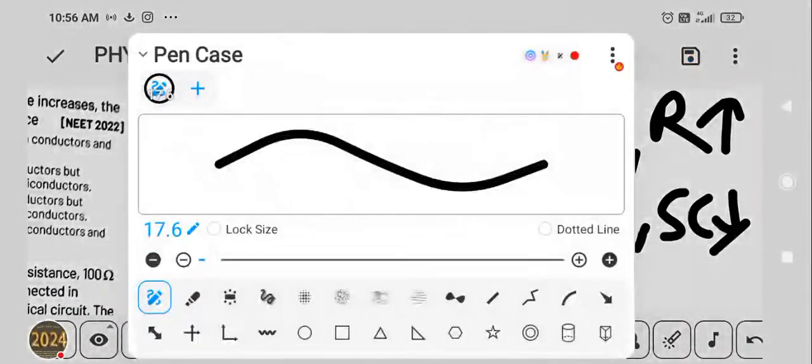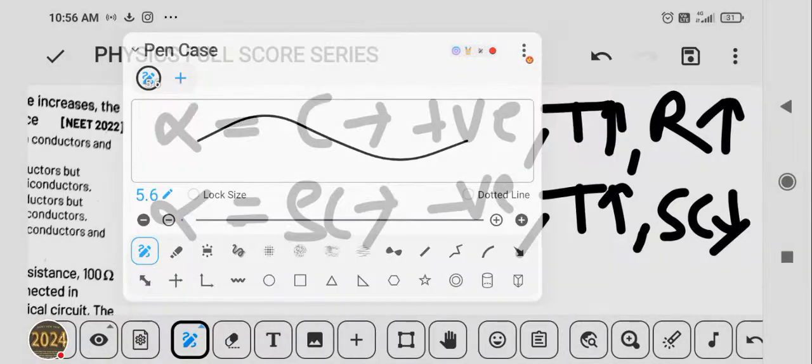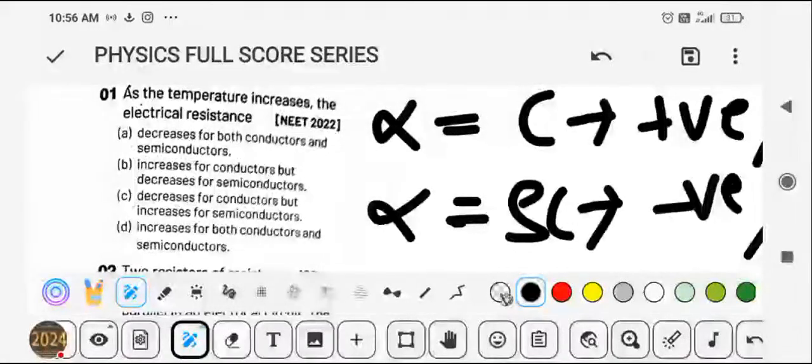So the answer will be, for the conductors, temperature increases means resistance increases. For the semiconductors, temperature increases means resistance decreases. This is what the question is. So from that data, the option is: increase for the conductors but decrease for the semiconductors.